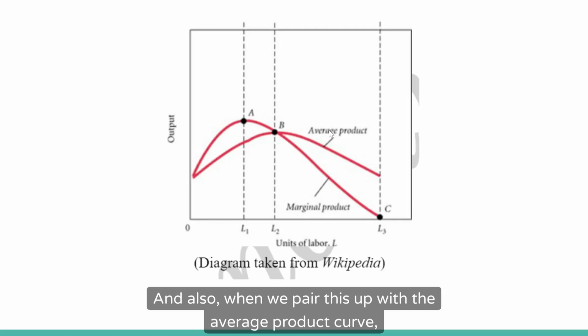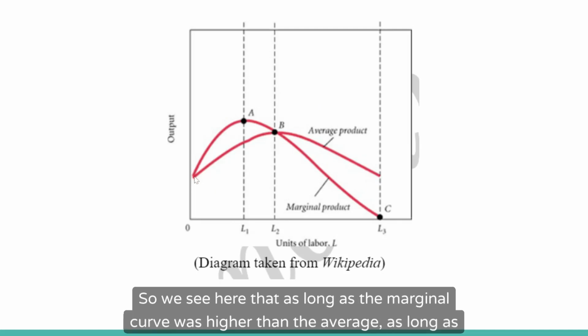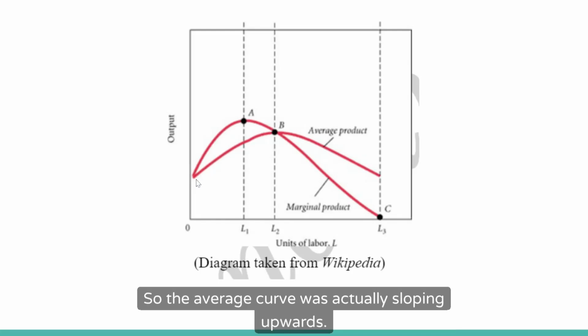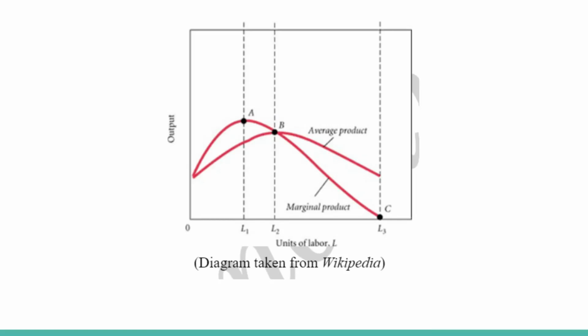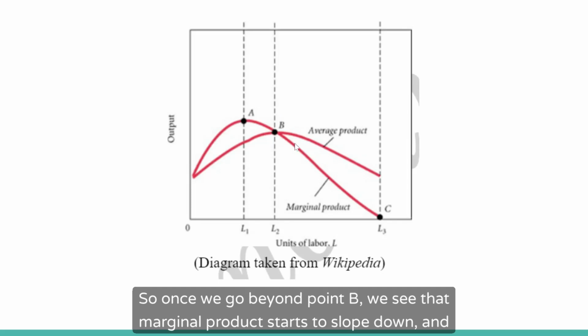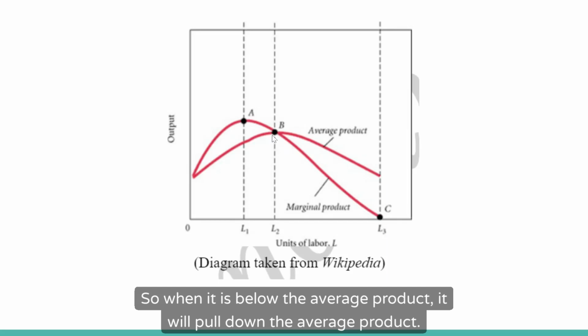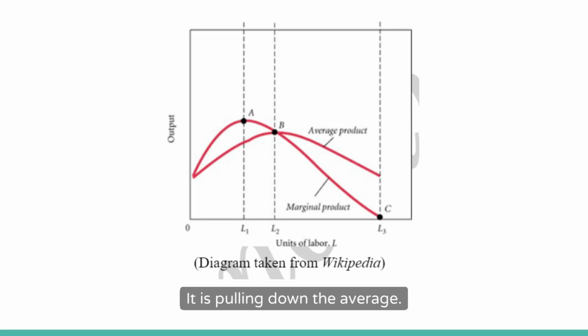And also, right, when we pair this up with the average product curve, we can also see the relationship between marginal and average. So we see here that as long as the marginal product curve was higher than the average, it was pulling up the average. So the average curve was actually sloping upwards, right? And then once we go past point B, so point B is like the dividing point. Once we go beyond point B, we see that marginal product starts to slope down and it's already below the average product curve. So when it is below the average product, it will pull down the average product, right? So beyond point B, average product curve is sloping downwards because the marginal product is lower than the average, it is pulling down the average.